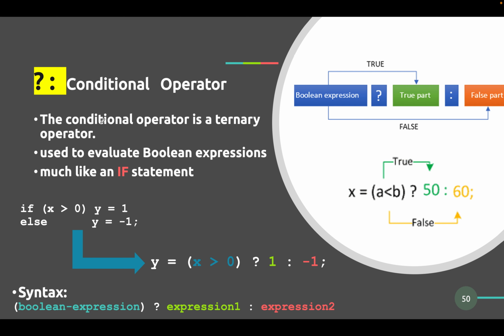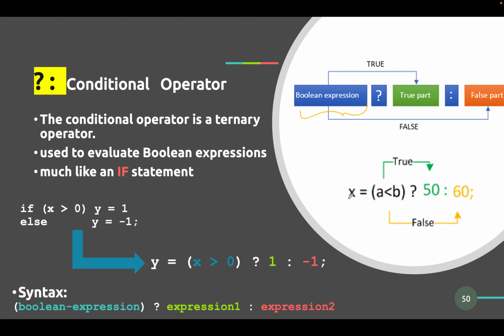So the conditional operator is a ternary operator, which means that it has three parts. First, you type the Boolean expression, and then the question mark, and then what you want to be executed if the Boolean expression results in true, and then a colon, and then what happens if the Boolean expression results in false, and then a semicolon.